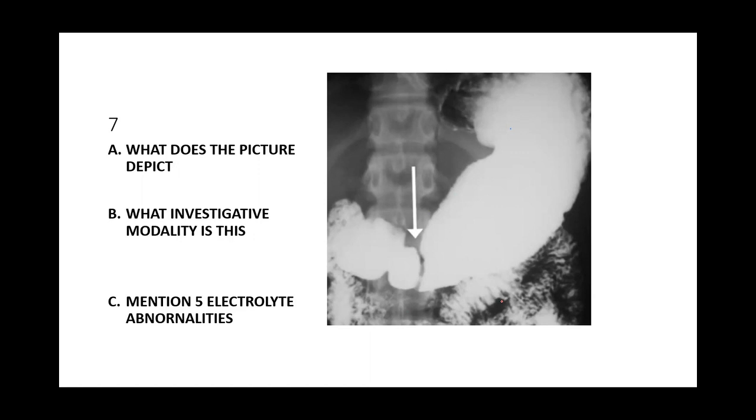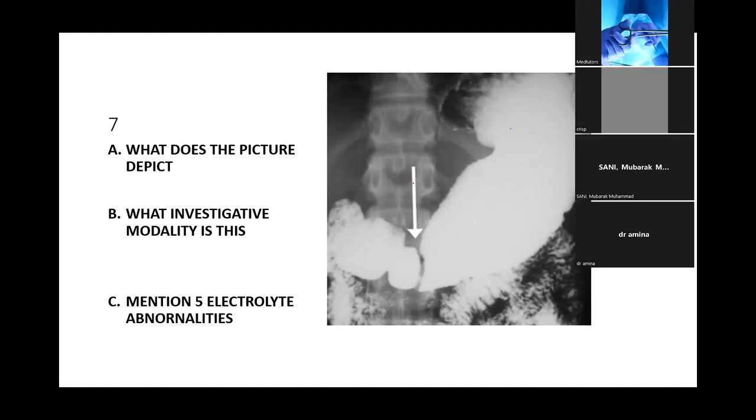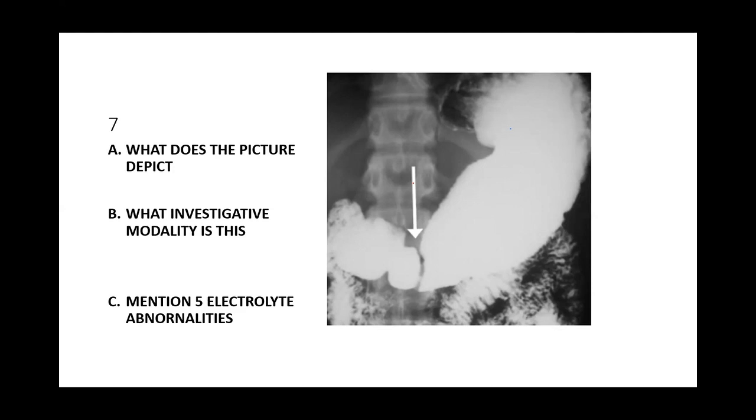You can see it has outlined the stomach as well as the small intestine. However, look at this arrow, it is depicting that there is a stenosis. Yes, sir. Stenosis at the level of the pylorus. So yes, it's the gastric outlet obstruction. And because it is a partial obstruction, you can see the contrast is moving into the intestine. So this is barium meal and follow through depicting a gastric outlet obstruction secondary to pyloric stenosis.